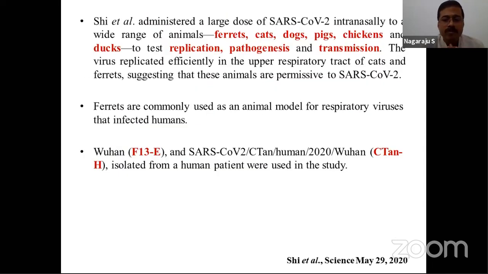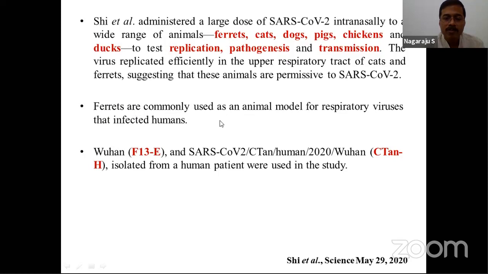Shi et al., one of the scientist groups in China, studied ferrets, cats, dogs, pigs, chickens and ducks to test the replication, pathogenesis, and transmission of COVID-19. This coronavirus is not new. There was the earlier SARS-CoV coronavirus 1 that came in 2005, and they were able to study replication and pathogen transmission in a model using ferrets.